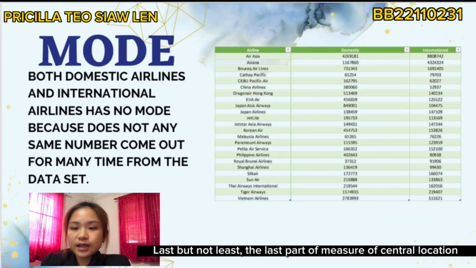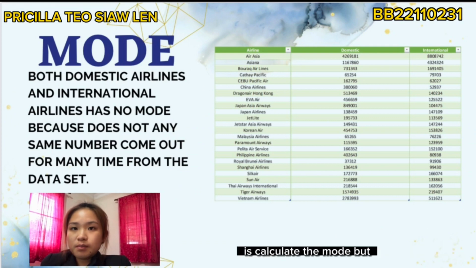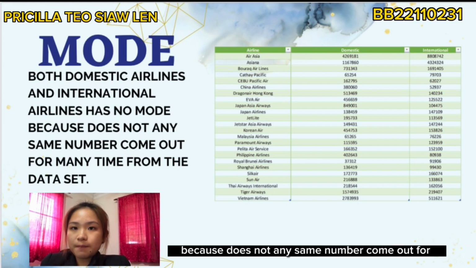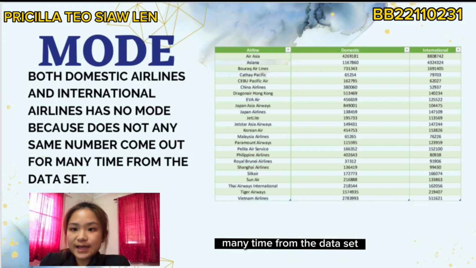Last but not least, the last part of the measure of central location is to calculate the mode. But both domestic airlines and international airlines have no mode, because no same number comes out many times in the dataset.